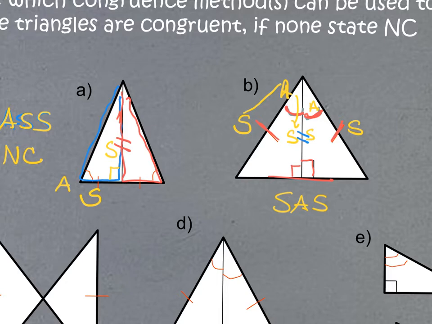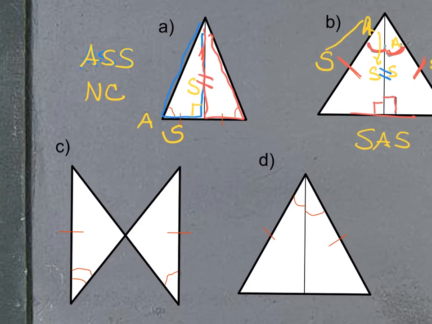We're going to learn some other ones. We're going to learn angle, side, angle, and hypotenuse leg. Those will also work. So this one could actually be done with several of the shortcuts, but at this point, all we've learned is one. Let's try the next one. It looks like the bow tie.